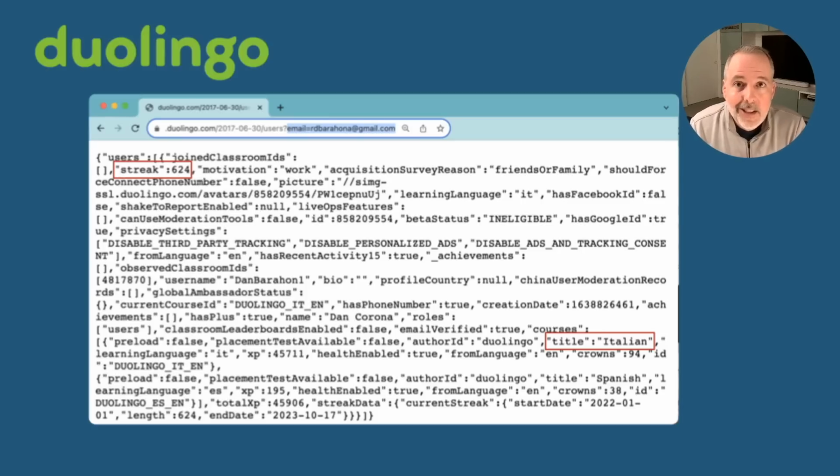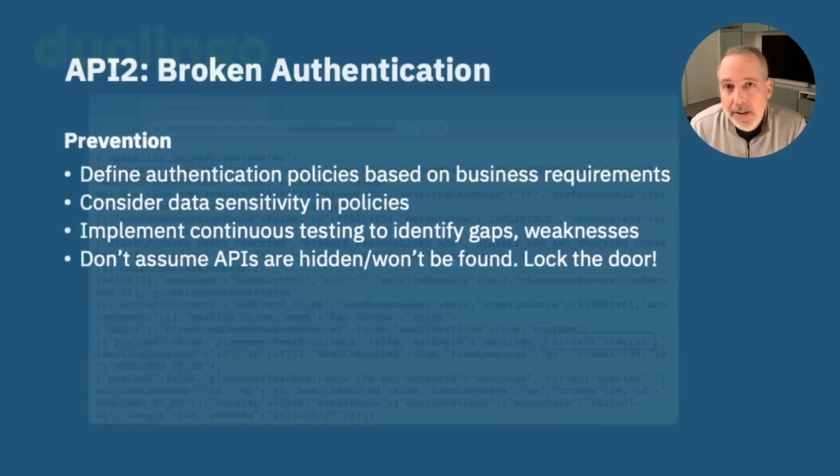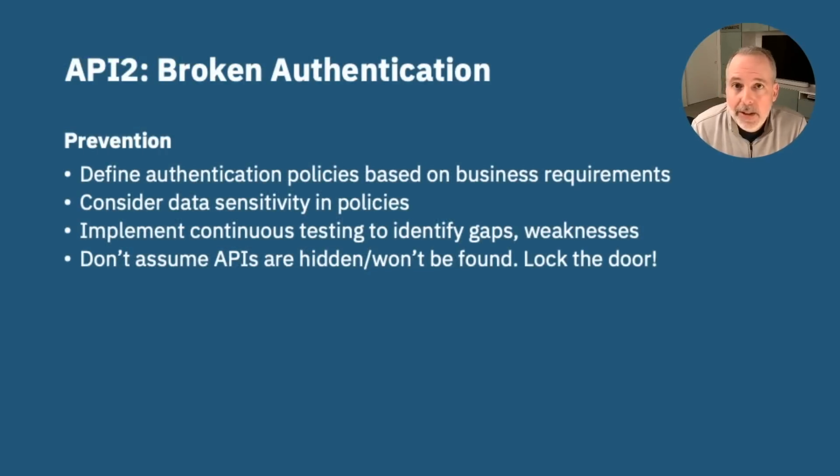But the key is I could do that with any email address, my child's email, my next door neighbor's, your email, anybody's, and I could have done this as well. And this is a great example of broken authentication, an API that is left without any real controls preventing abuse or users from accessing it.